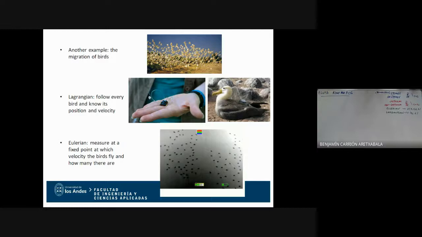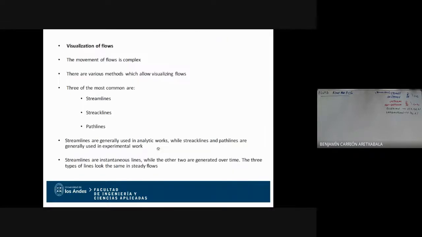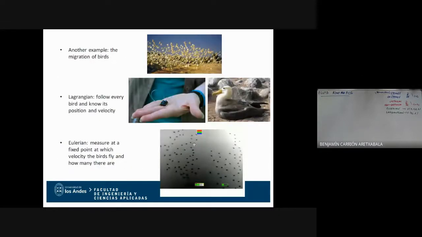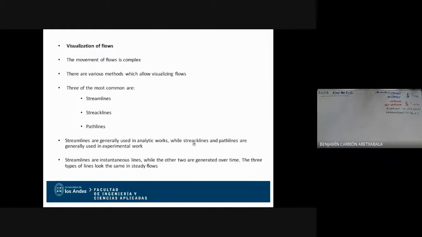So the first approach would be a Lagrangian one, and the second would be an Eulerian one. In the Lagrangian you follow one specific bird, and in the Eulerian you measure at one specific point and see how the variable changes over time. Hopefully that distinction is clear. If you have any questions before we move on.